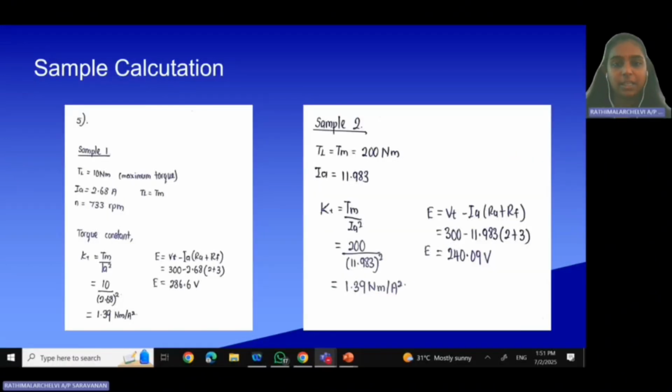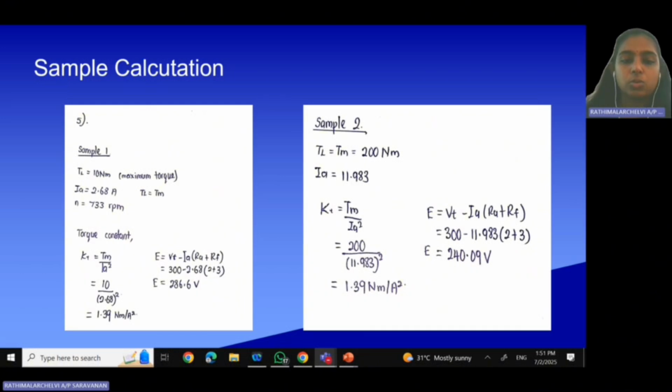Hi, I'm Ratimala Chelvi Saravan, and my matrix card number is B0822101159. Today I'm going to explain the calculation related to this project. As we see, we already have our measured result. So what are we asked in the project? The question is: calculate two samples of motor torque, motor speed and armature current from the simulation parameter.